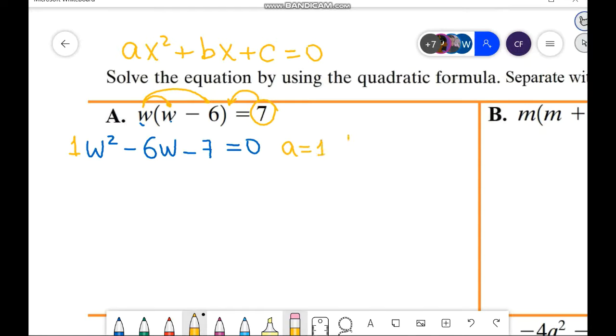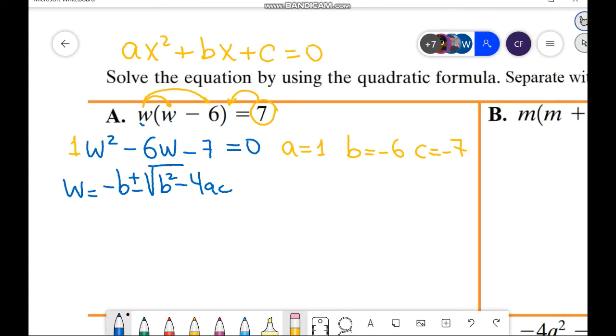A equals 1, B equals negative 6, C equals negative 7. Apply now the formula. W equals negative b plus or minus square root of b squared minus 4ac. This is the quadratic formula. You need to have this on a paper by your side, and you can have a formula sheet, or you can have just a paper with this formula. We will use it a lot, so plug in the numbers.